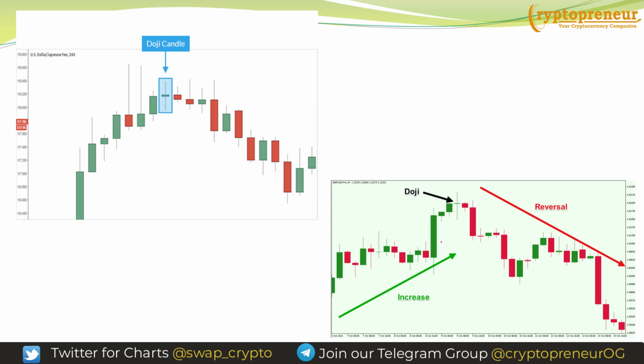So this is another example. Price was increasing and was in the uptrend. Then a Dragonfly, a normal Doji, appears here, and suddenly the market reverses from there, and we start moving downside. So whenever you see a Doji, consider that there might be a change in the trend, and someone is going to lose control of the market.